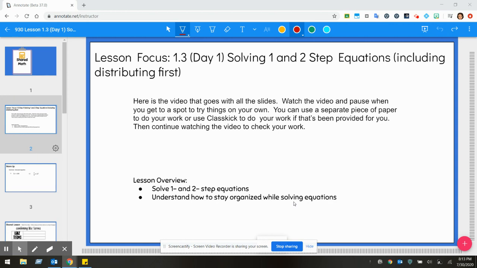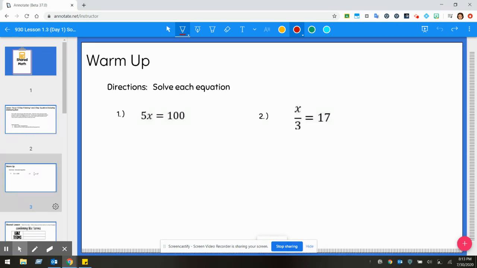I'm going to go through lesson 1.3 day 1, which is solving 1 and 2-step equations. Before we get started with the lesson, I'm going to go ahead and go over the warm-up. So for number 1, it says solve each equation. So it's 5 times x equals 100.